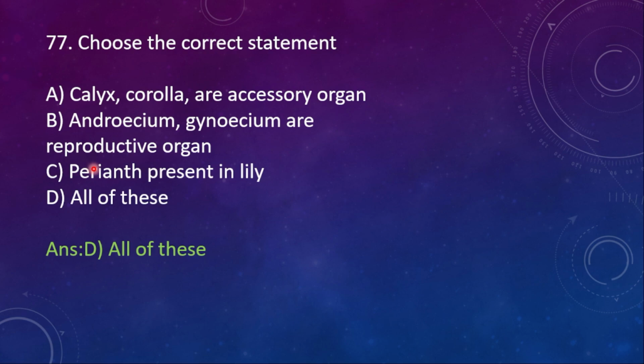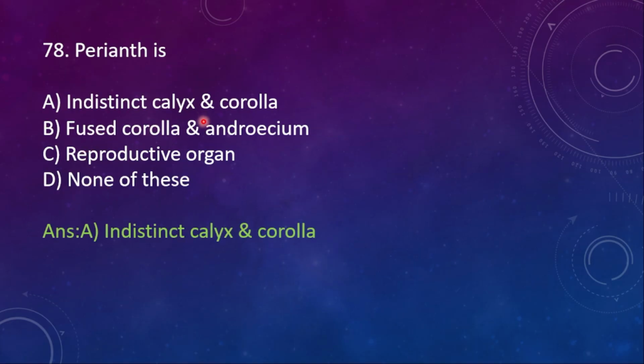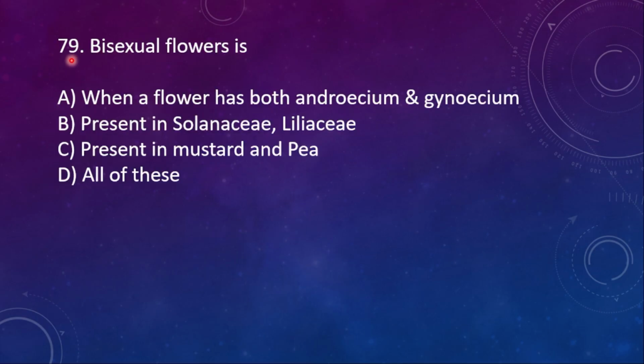Option D is correct. 78th one, perianth is option A, indistinct calyx or corolla, B, fused corolla and androecium, C, reproductive organ, D, none of this. So here the right option is indistinct calyx and corolla. 79. Bisexual flower is option A, when a flower has both androecium and gynoecium, B, present in solanaceae and liliaceae, C, present in mustard and pea, and the right option is all of this.